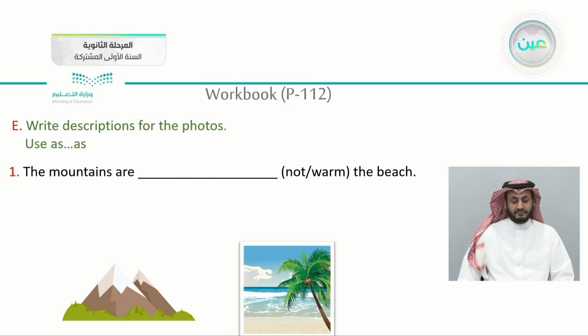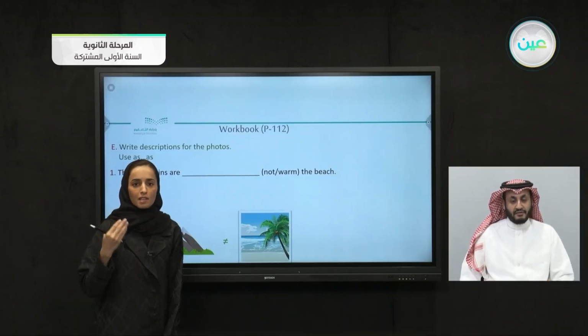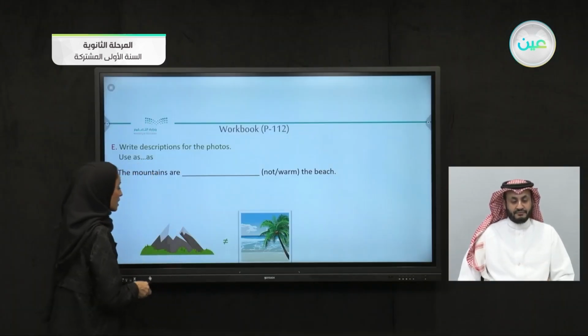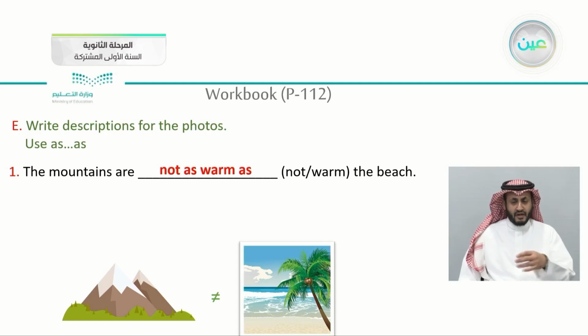Okay. Let's try to do this exercise from your workbooks, page 112. Exercise E. Write descriptions for the photos. We're comparing mountains to the beach. Are they equal to each other when we're speaking about warmth? No, they are not equal to each other, different. So as or not as. So we will say warm in the middle, then not as warm as the beach. Not as warm. One is cold and the other one is warm.